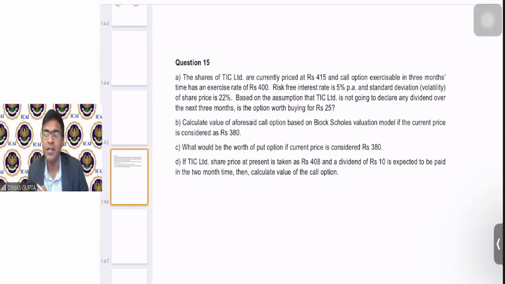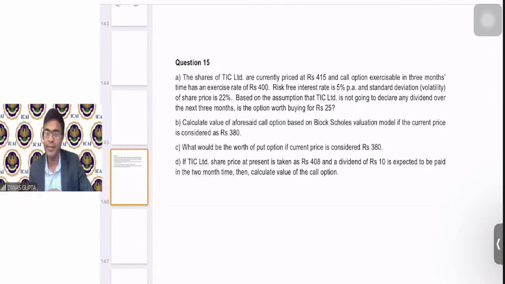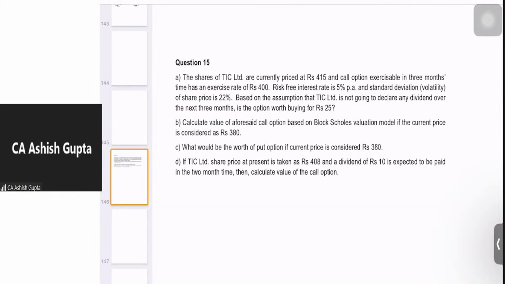I request CA Ashish sir, who is here with us, to help us with the concluding remarks. Thank you, Devas. Am I audible? Yes, sir, you're audible. Okay, your session was very good. I noticed only a couple of queries, including one regarding how many marks the question carries in the examination.